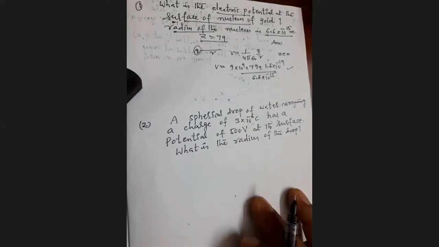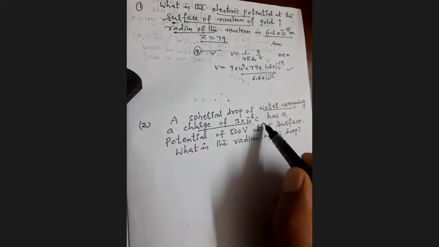Look at the second problem. A spherical drop of water carrying a charge of 3 into 10 power minus 6 coulomb has a potential of 500 volt at its surface. This is the spherical drop, and the potential on the surface is given as 500 volt. What is the radius of the drop? Same formula: V equals 1 by 4 pi epsilon naught Q by R. V is given as 500, equals 9 into 10 power 9, charge 3 into 10 power minus 6, by R.